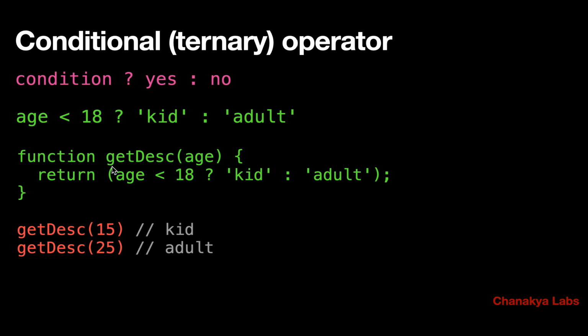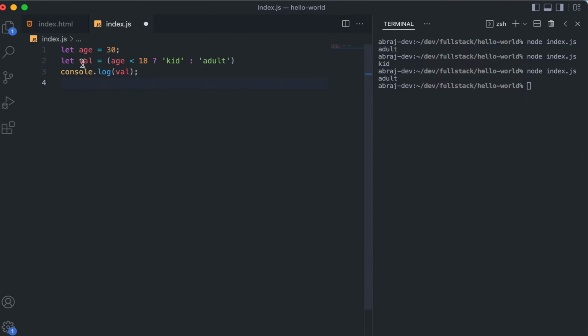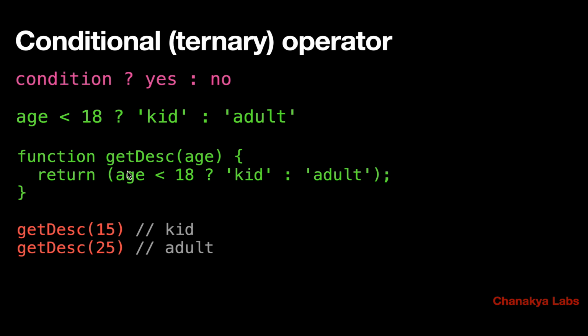Similar to how I have assigned it to a variable, since it is an expression, you can also return it from a function. For example, let's say I write a function like this, getDescription, and I pass in age. Then age is compared in this ternary operator, and the result is going to be kid or adult based on the age passed, and whatever the whole expression evaluates to will be returned from this function.